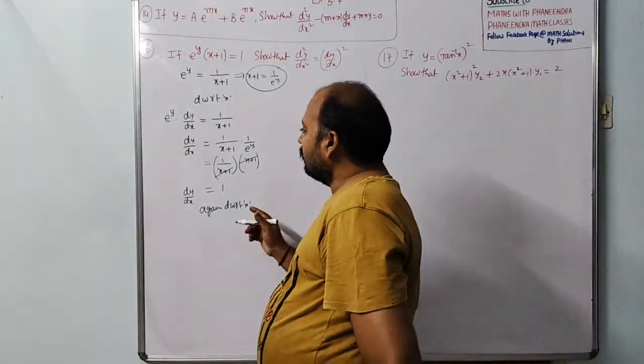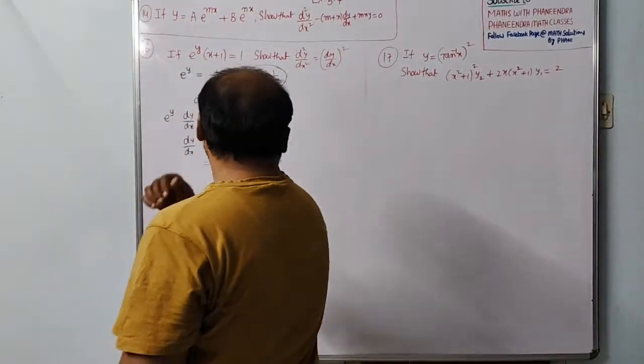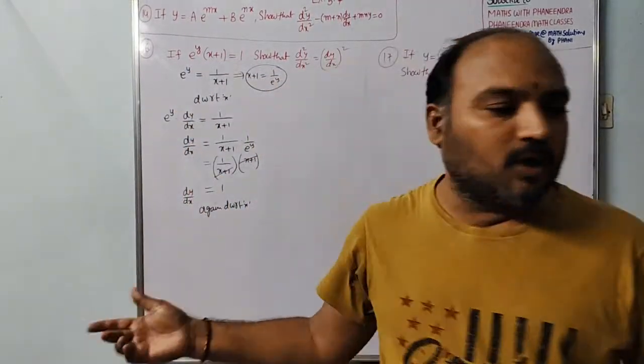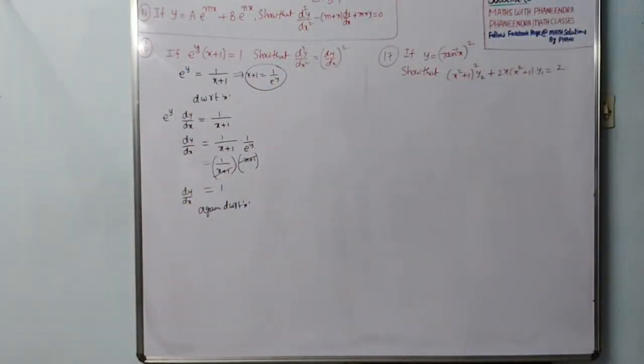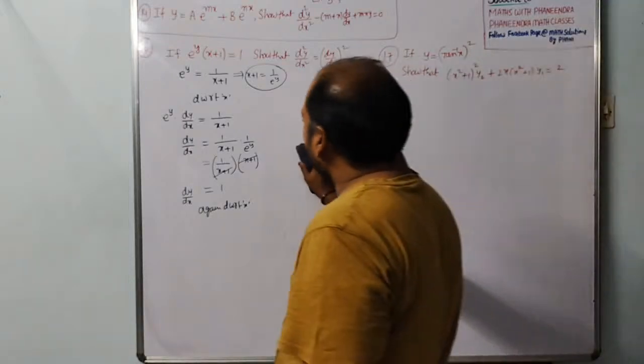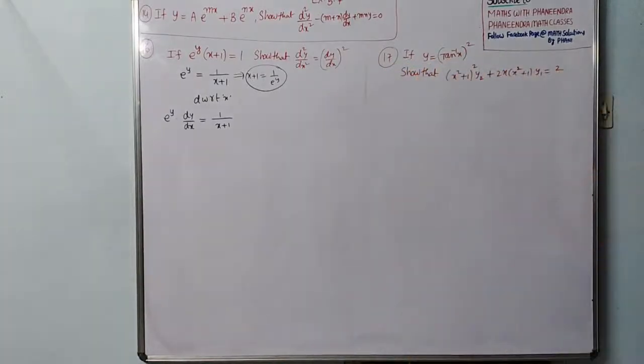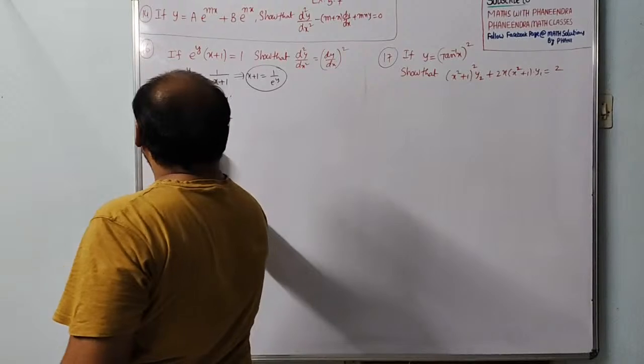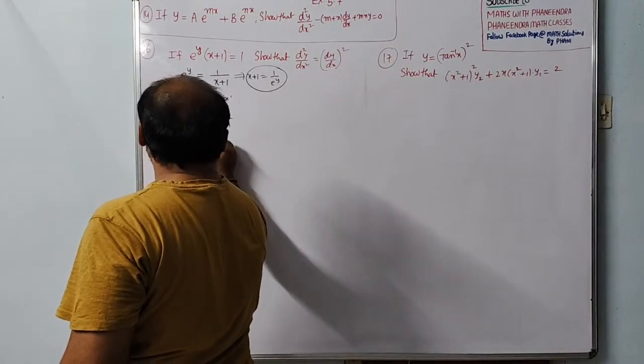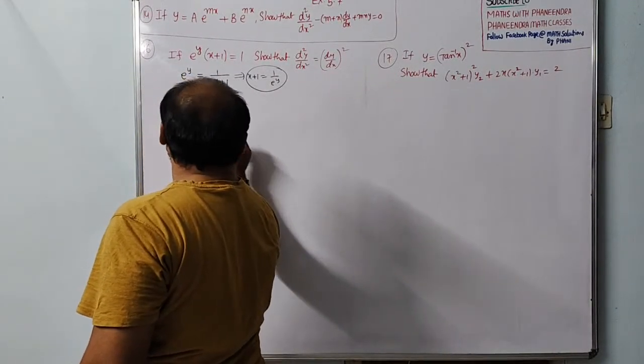Better to prove other than 0. Why? Because if you do it this way, you will get zeros. No, 0 also we can prove, but this is not the way. Again differentiate with respect to x. UV formula we can go.